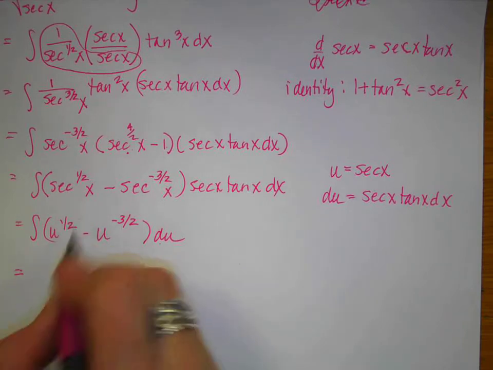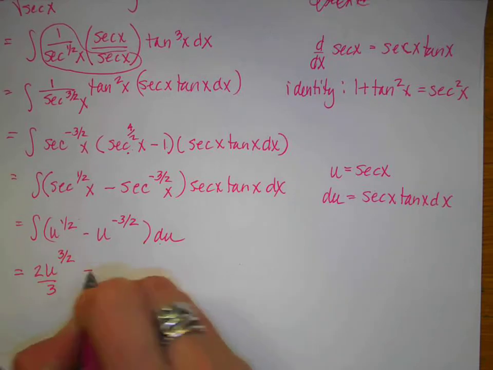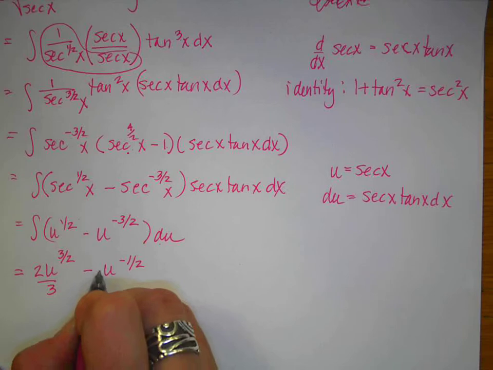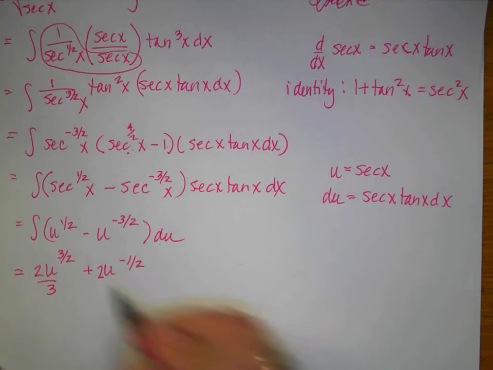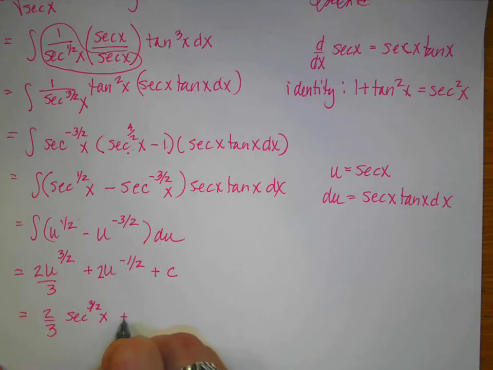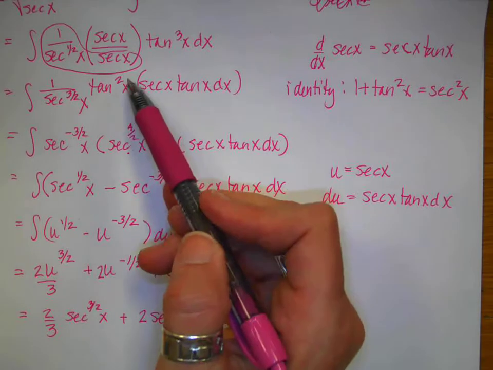So then if I do that math, if I go up a degree, so up 2 over 2, I get u to the 3/2. Here's the 2/3. And then minus u, if I go up 2, I get to the negative 1/2, divided by a negative 1/2, so plus 2. Okay. And then I have, of course, my plus c. Substitute my u back in, so I get 2/3 secant to the 3/2 of x plus 2 times the secant to the negative 1/2 of x plus c. Whew, that was a lot of math.